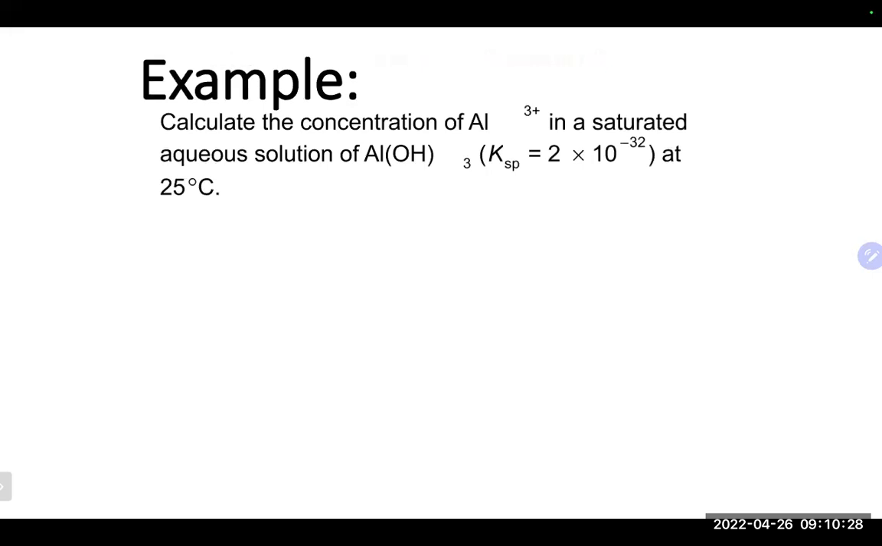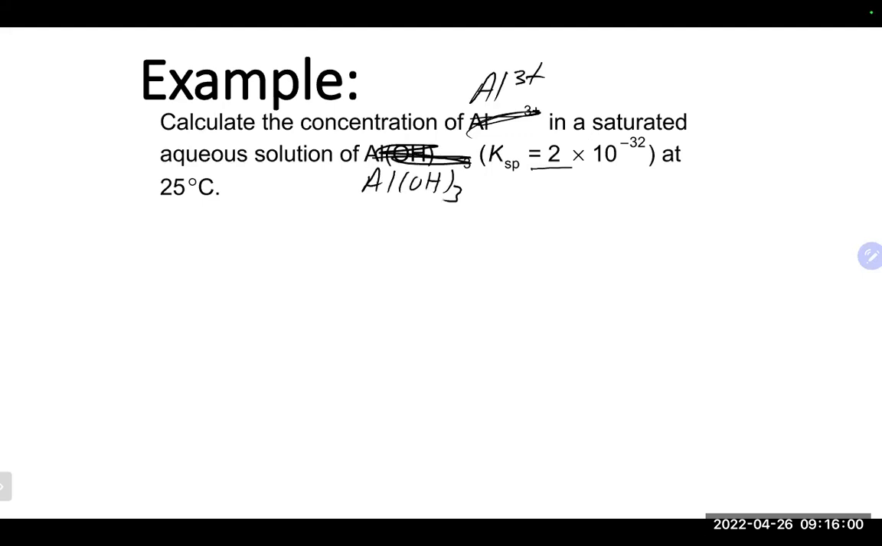All right, so give this one a go. Again, the spacing. This is aluminum. It's dramatic pausing. That's what that is, I think. Aluminum 3+. All right, we'll calculate the concentration of aluminum 3+ in aluminum hydroxide. It has a Ksp of 2 times 10 to the minus 32.